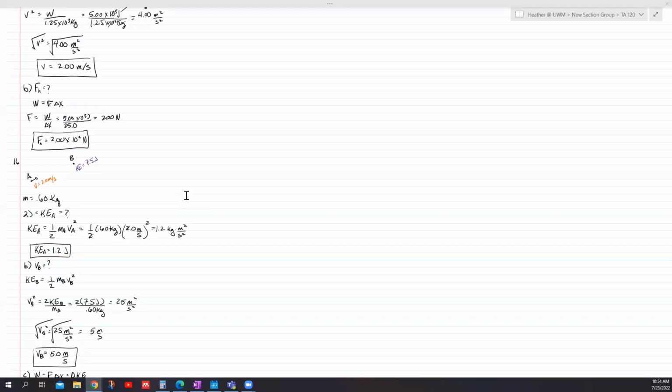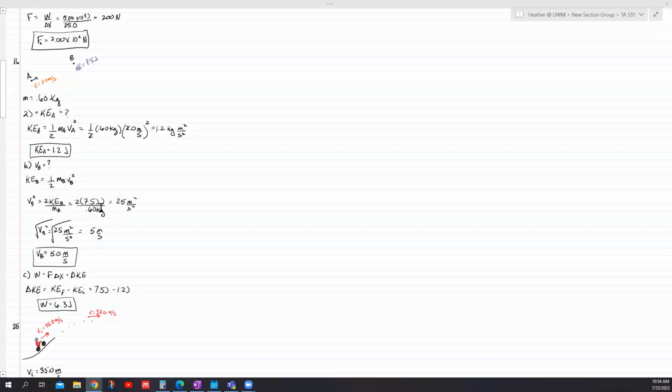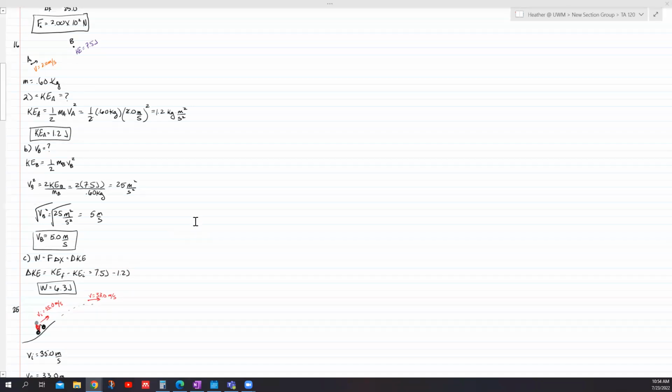We know that kinetic energy is 1/2 mv squared. Plugging in what we're given, we end up with 1.2 joules. B says its speed at point B, so we're looking for VB. We know that kinetic energy is 1/2 m vB squared. Plugging in what we're given here and rearranging to solve for V, we end up with VB squared equals 25 meters squared over second squared. Taking the square root, we get 5.0 meters per second.